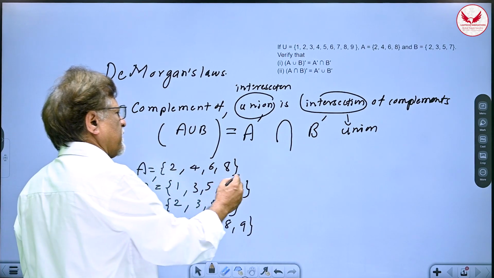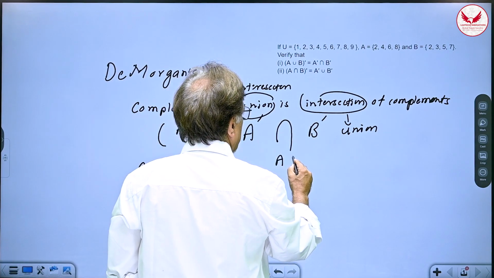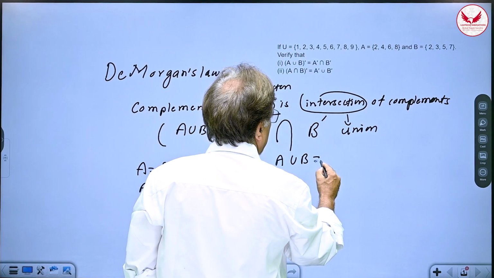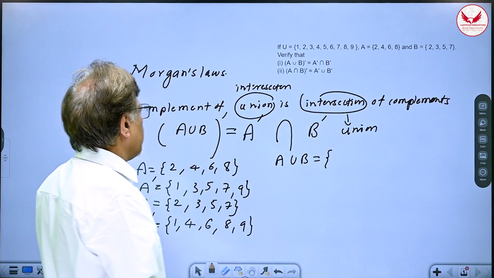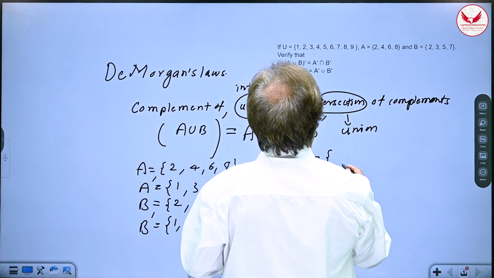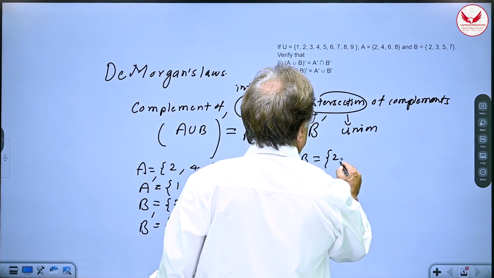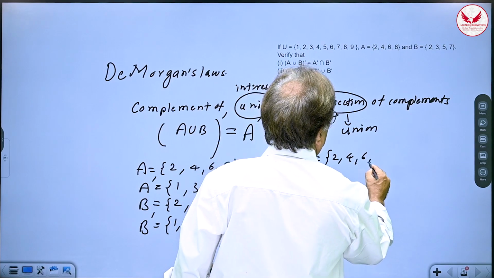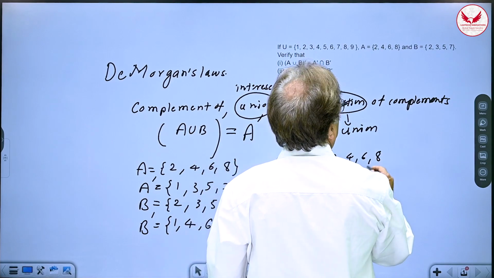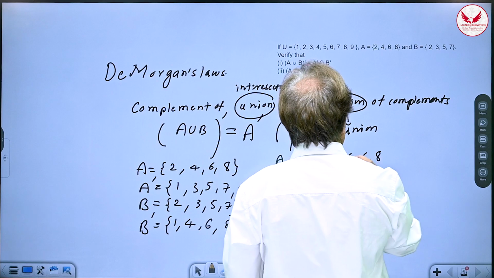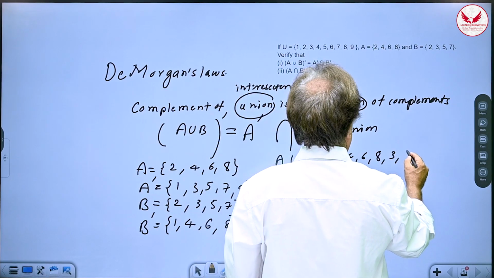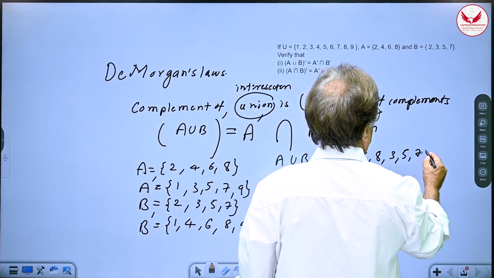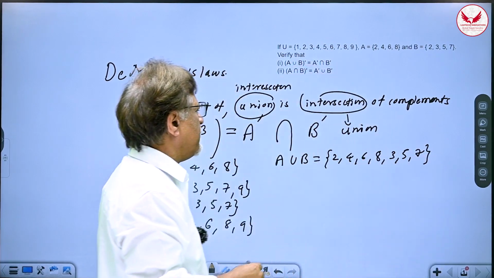Now, let us see what is A union B. What is A union B? All the elements from A and B. So, from A, I'll write all the elements in A first: 2, 4, 6 and 8. These are the elements in A. Now, 2 is already included, so I'm not going to rewrite it again. So, 3 is there, 5 is there and 7 is there. So, this is A union B.